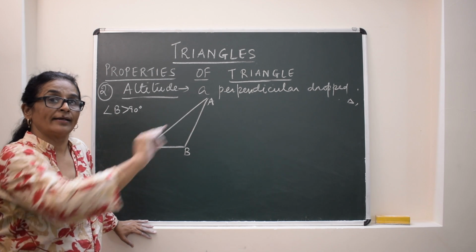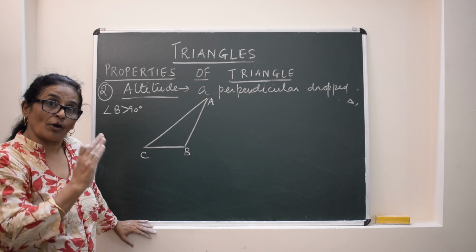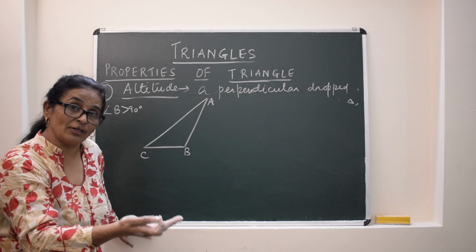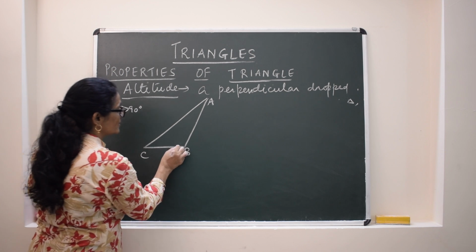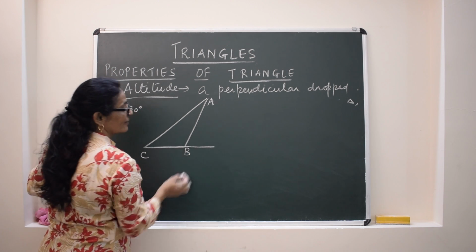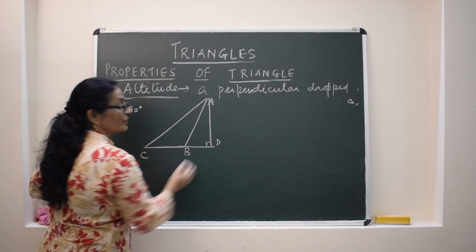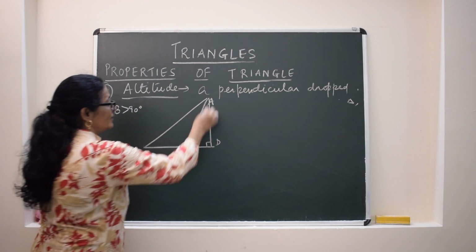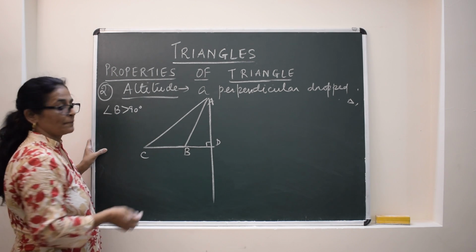One sentence you will add in that definition, that perpendicular dropped from a vertex to the opposite side or produced opposite side. So here you have to produce this till here, so that the perpendicular meets. This is a perpendicular dropped. Now, this is a perpendicular dropped on the produced CB.